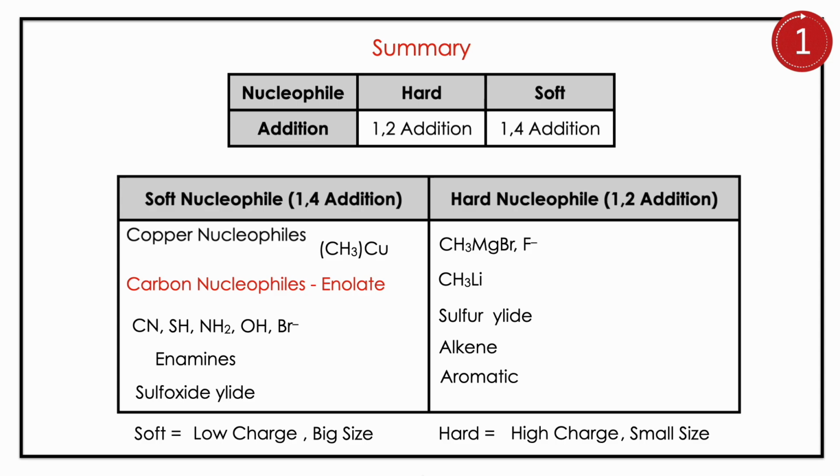To generally memorize, soft nucleophiles are low charge and big size. On the contrary, hard nucleophiles are high charge, small size. Methyl magnesium bromide is common, then fluoride, then methyl lithium, sulfonium ylides, alkenes and aromatic compounds.